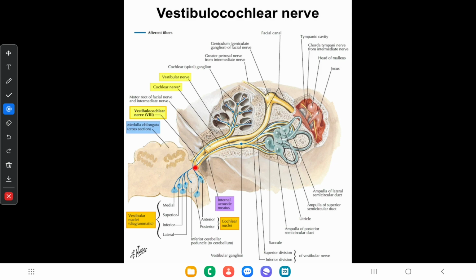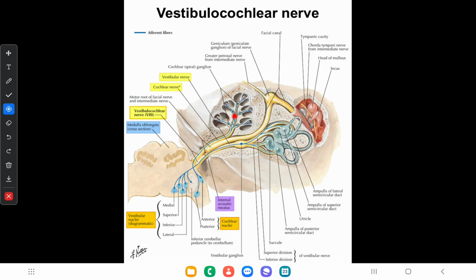This pathway is unique in having more than three neurons in its course: bipolar cells, then cochlear nuclei, then superior olivary nucleus, as well as the medial geniculate body. When we talk about the origin and intrapetrous course of the cochlear nerve, the peripheral processes of bipolar neurons of the spiral ganglion innervate the hair cells in the organ of Corti. The spiral ganglion is located in the spiral canal in the modiolus, and the bipolar neurons are the first order neurons of the auditory pathway.